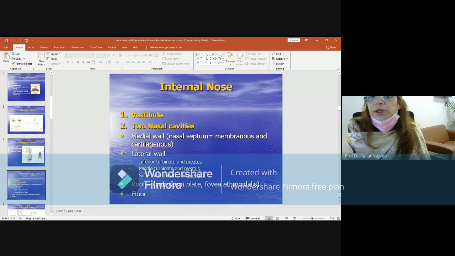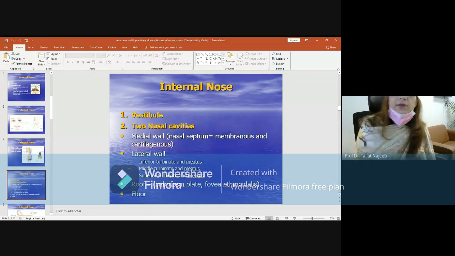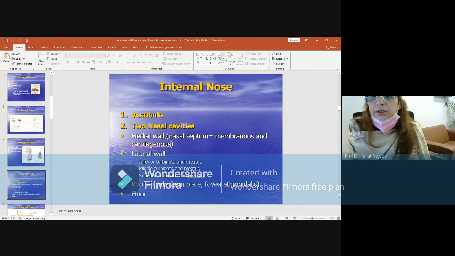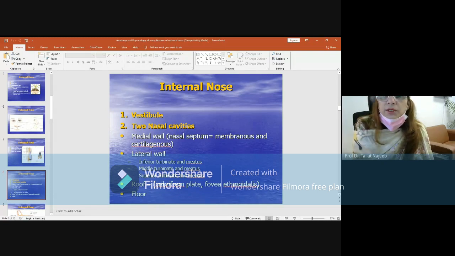It has a membranous part and a cartilaginous part. On the lateral wall, there are turbinates. You can call them concha, but we call these turbinates. There are three turbinates: inferior turbinate, middle turbinate, and superior turbinate. The space beneath each turbinate is called a meatus. The roof of the nose is formed by the cribriform plate in the center and laterally by the fovea ethmoidalis.